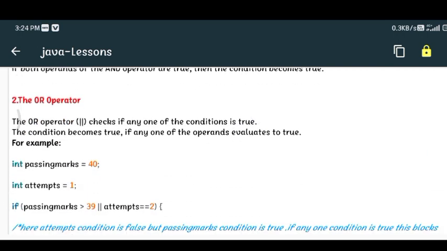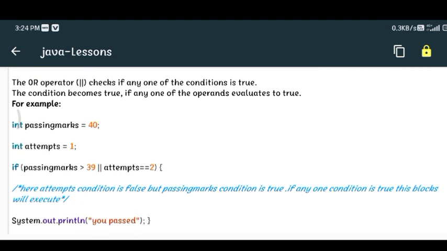Second one is the OR operator. The OR operator checks if any one of the conditions is true, then the whole condition becomes true. Okay, what does the OR operator say? If any one condition is true, then the whole condition is true. If one operand evaluates to true, then the result will be true.